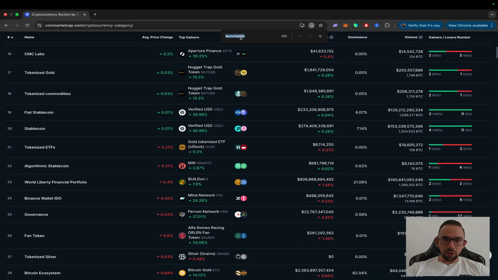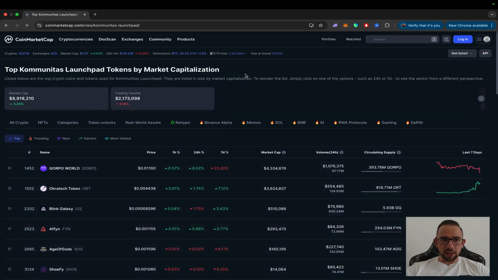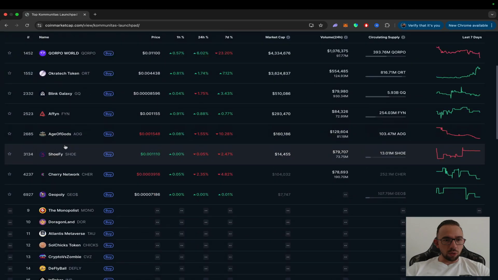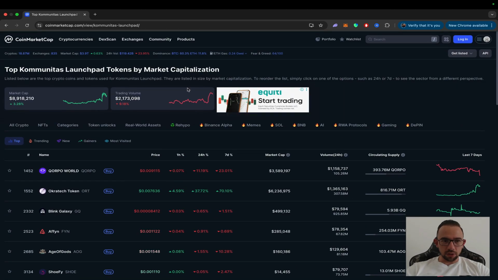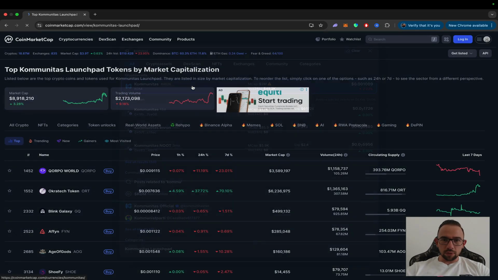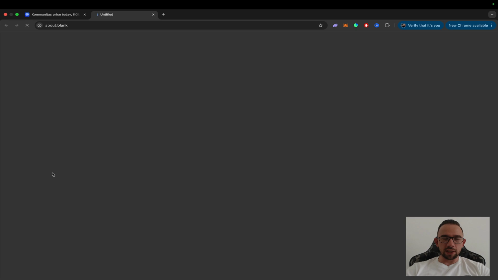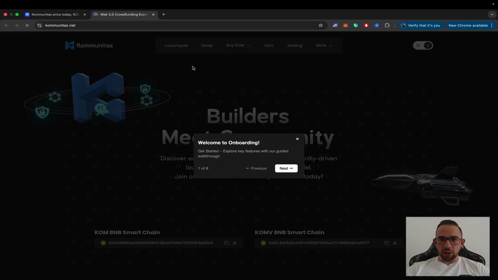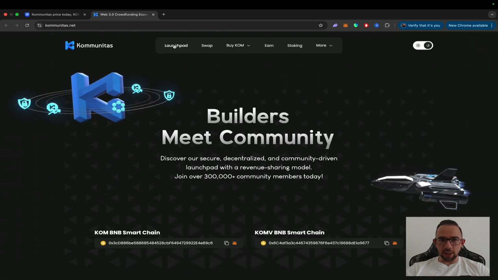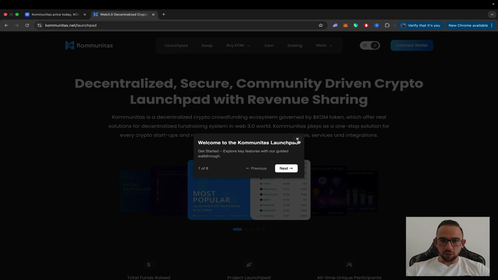So let's do the Communitas launchpad, a tier 3 launchpad. We're going to open that just because I want to go to their website. Okay, so that's not working like that, but I know they have a token as well. So you can see the FDV on the token is 2 million. So it's definitely a tier 3 launchpad. But we're going to look at what they are actually raising, because that is basically what we're here to find out.